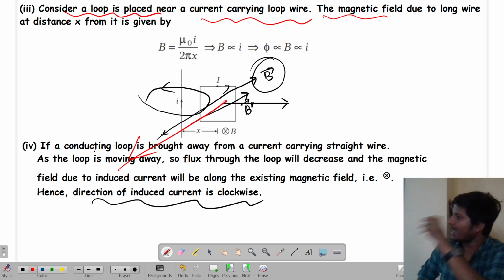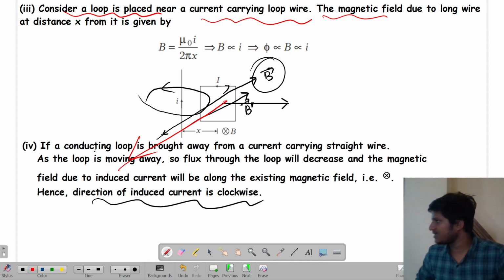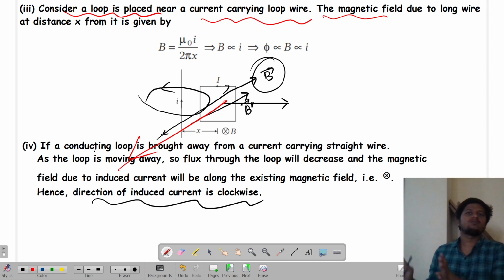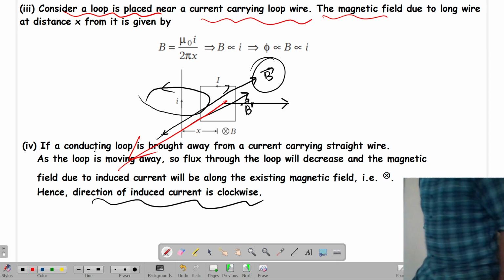So whenever the flux is increasing, the generated magnetic field and the present magnetic field should be opposing each other. Second thing, if the flux is decreasing, both the generated magnetic field and the present magnetic field should be in the same direction. Is that clear or not? Write this. Draw that diagram and write this.